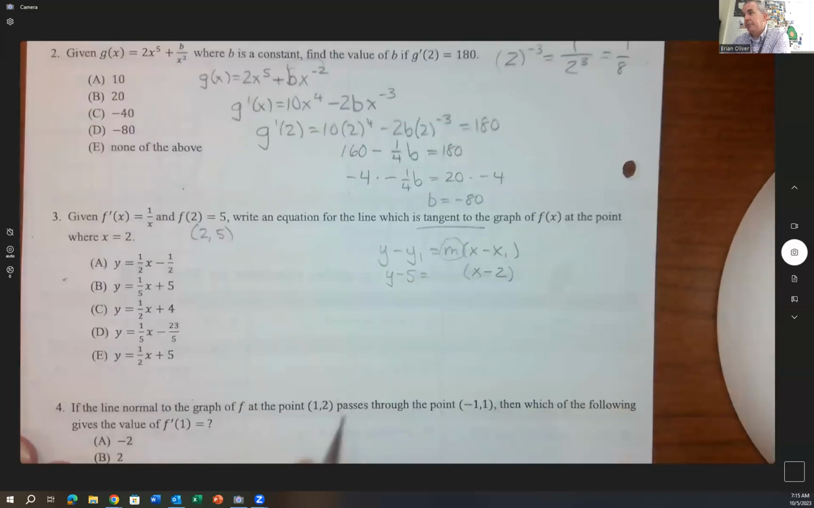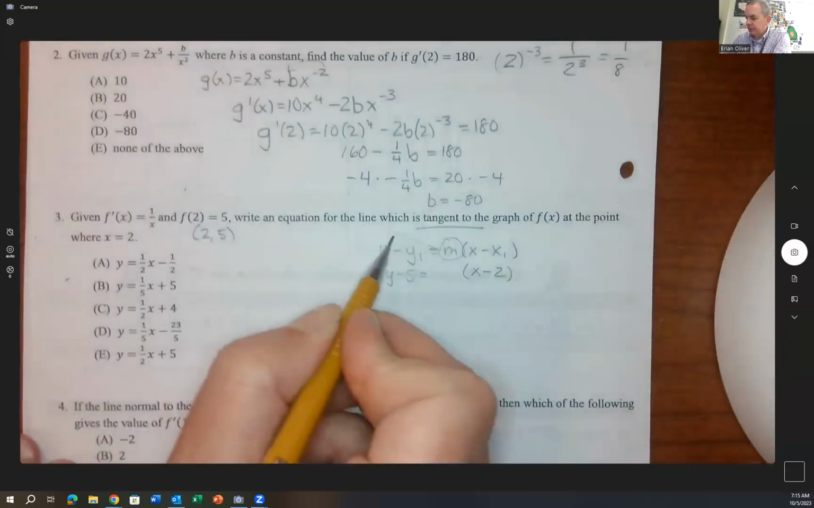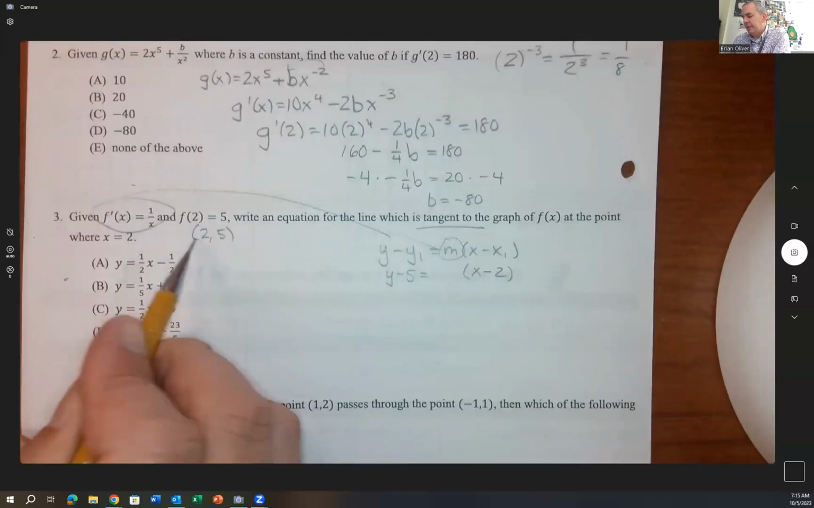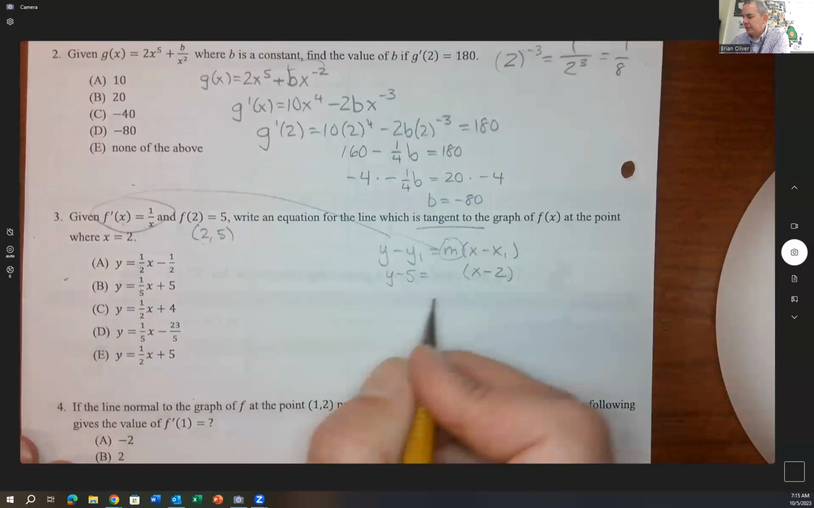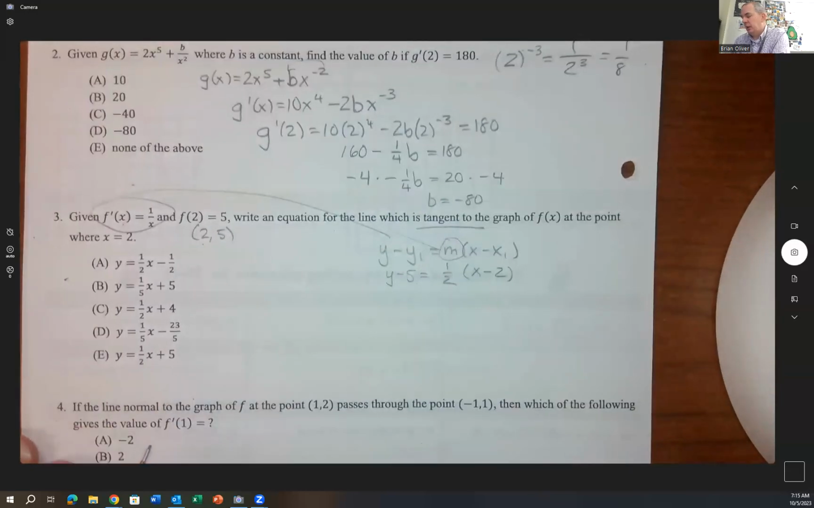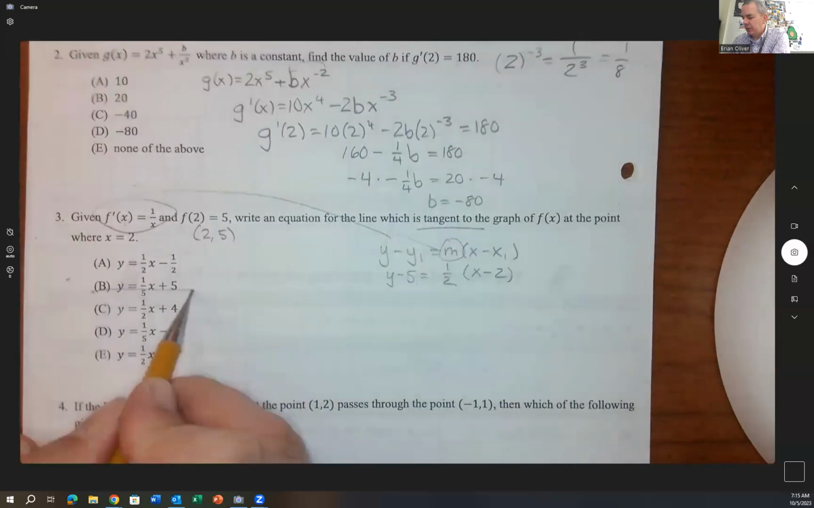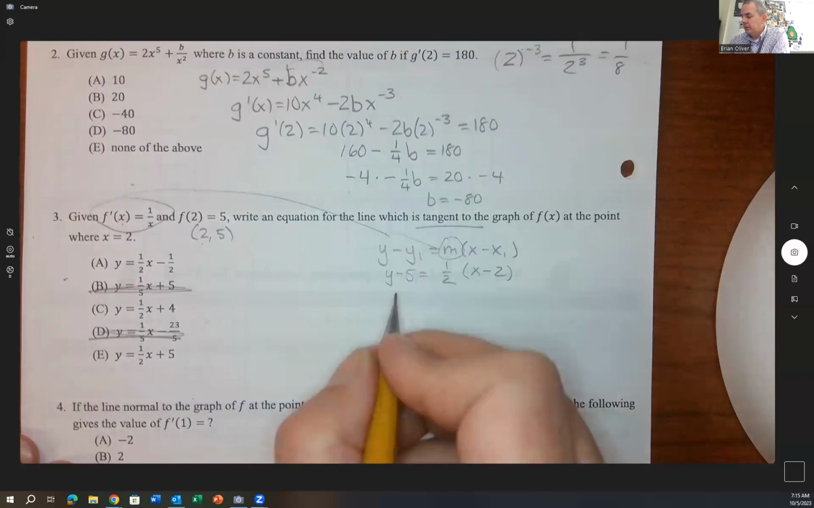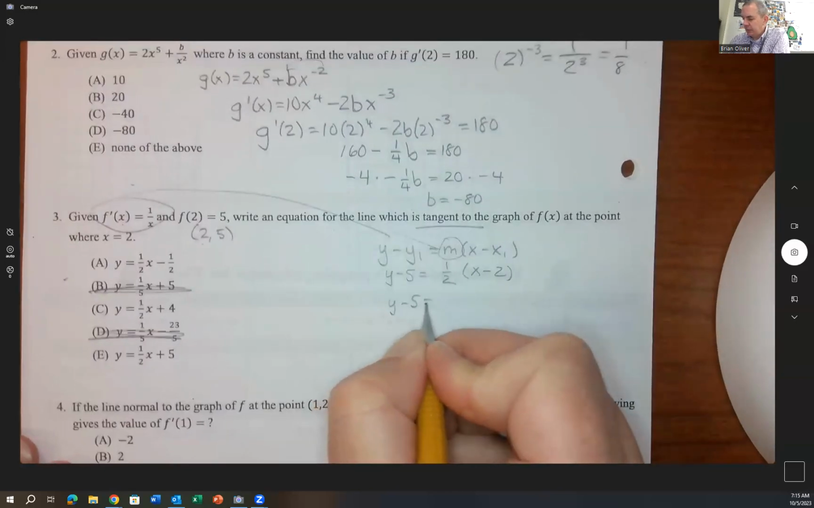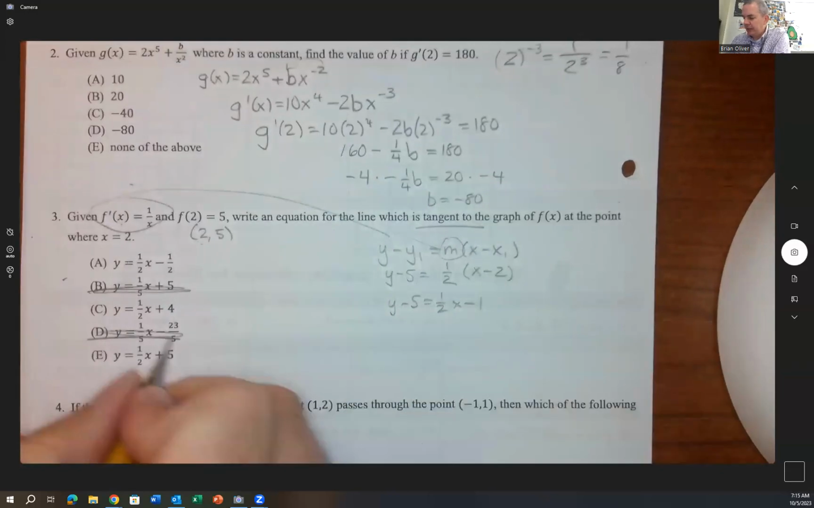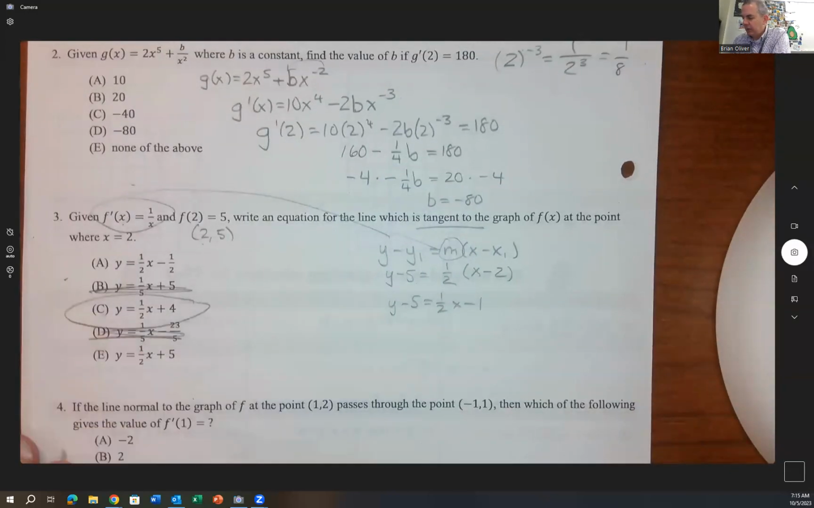We need to figure out m. Well, m is just slope. We need to figure out the slope at 2. x is 2, so that tells me my slope is 1/2. I just need to turn it into slope-intercept form. Well, I know it's not either of these because they have slopes of 1/5. So it's going to be y minus 5 equals 1/2 x minus 1. Add 5 to both sides, we end up with y equals 1/2 x plus 4.